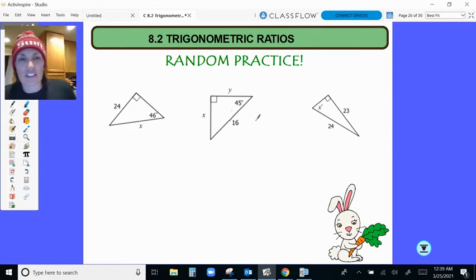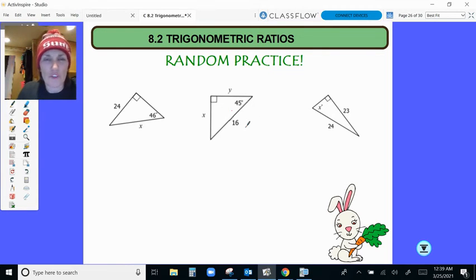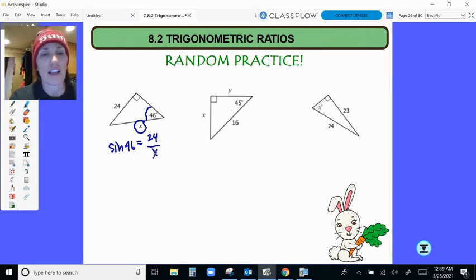So here's some random practice on just the basics. I'm not going to go through each of these, but just how to set up my trig ratios, and just knowing that I need to find out what x is. How do I use the information I have to set up a problem? I have my angle here, I have my hypotenuse, and I have an opposite side. So that's going to be my sine ratio. Knowing which ratios to use is really important. If you get the setup right, then it's money from there. So I'm going to use sine of 46 degrees equals my opposite side, 24 over x.